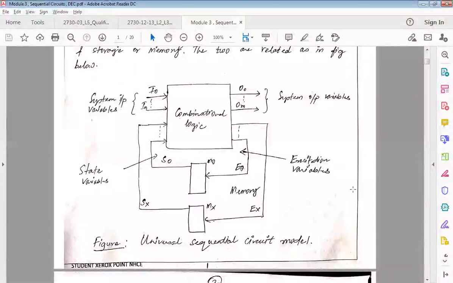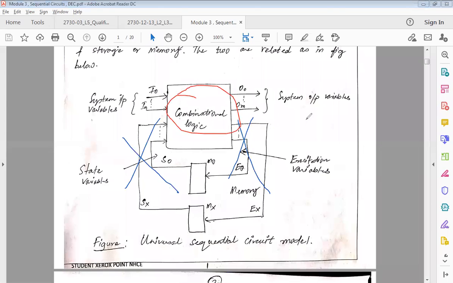The universal sequential circuit model is important because we will be using this as a reference throughout our modules 3, 4, and 5. So combinational logic, if you can take out all these, let me just annotate. Just assume that you are taking out all of these. You're not giving these inputs.